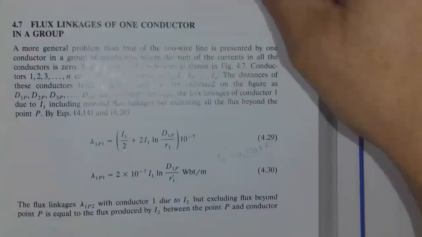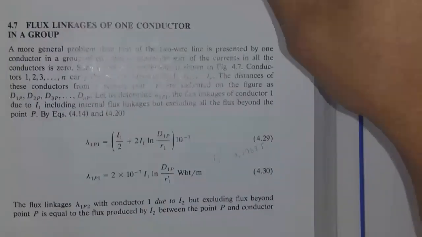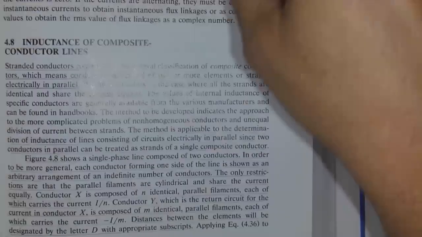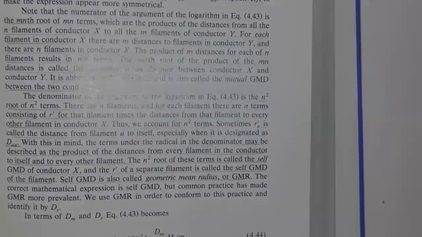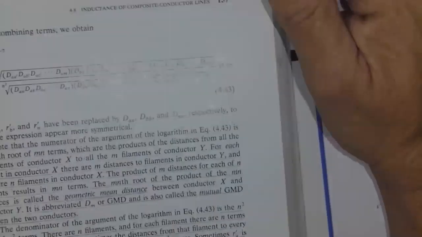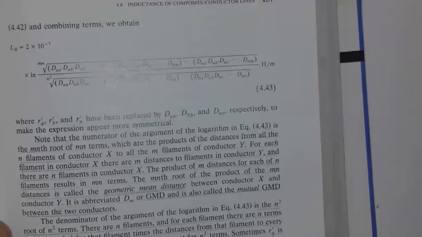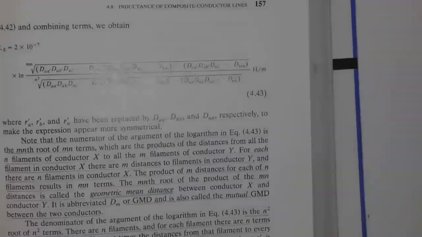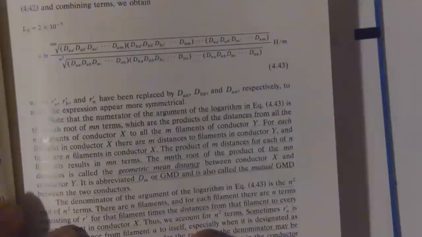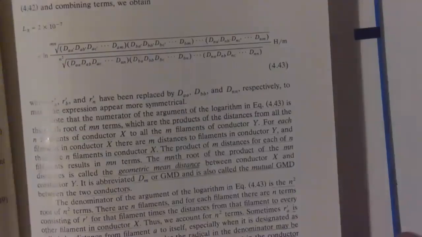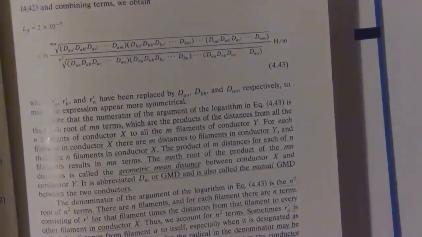Then we've got flux linkages in one conductor in a group, and inductance of a composite conductor lines. And then we get one hell of a formula there. I wonder if I should show the light, if it'll be better. There. So you see, it looks daunting, but it's really not.